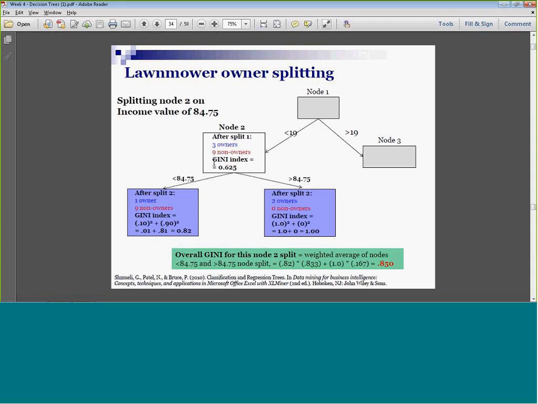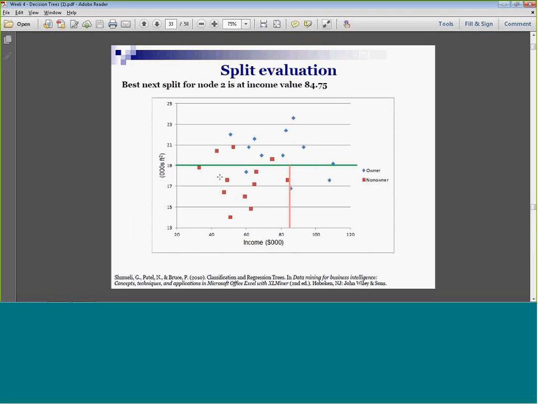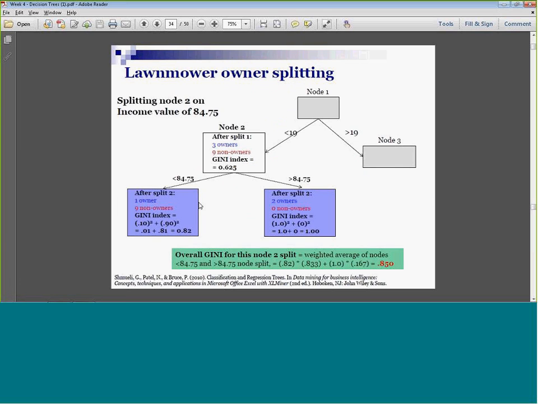So we have 3 owners, non-owners. After split 2, which is 84.75, we end up with 1 owner and 9 non-owners. And over here, 2 owners and 0 non-owners. So we got all the non-owners in one spot. They're all over here. So we got all the non-owners that are below the green line over here. We do that split.